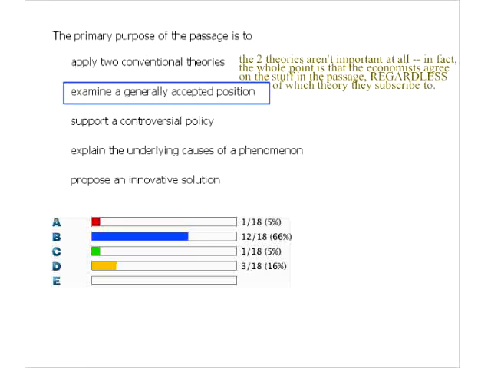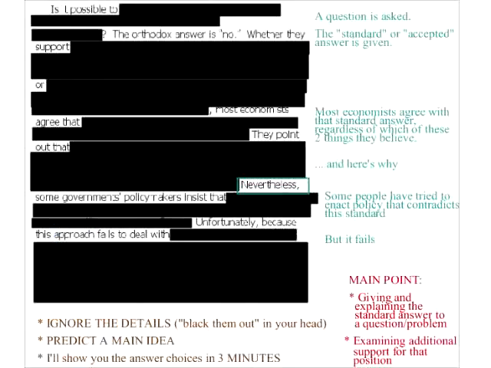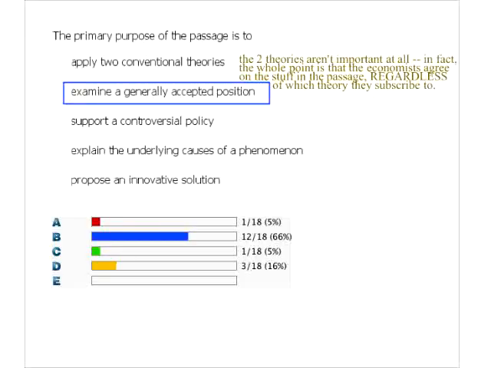Support a controversial policy? No way. Because here's your controversial policy, and they say it fails because it failed to deal with so-and-so. So they introduce a controversial policy, and then they say that doesn't work, and here's why it doesn't work. So quite the opposite of what it says here. The passage gives reasons why the controversial policy will fail.